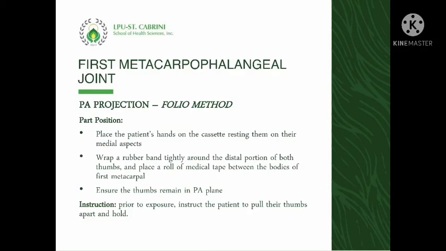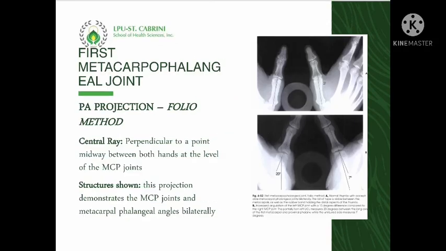There are materials used for this method. A roll of tape is placed in between the bodies of the first metacarpals and a rubber band is wrapped tightly around the distal portion of the thumbs. Ensure that the thumbs remain on the PA plane. Upon exposure, the patient is instructed to pull their thumbs apart and hold. The central ray is directed perpendicular to a point midway between both hands at the level of the MCP joints.